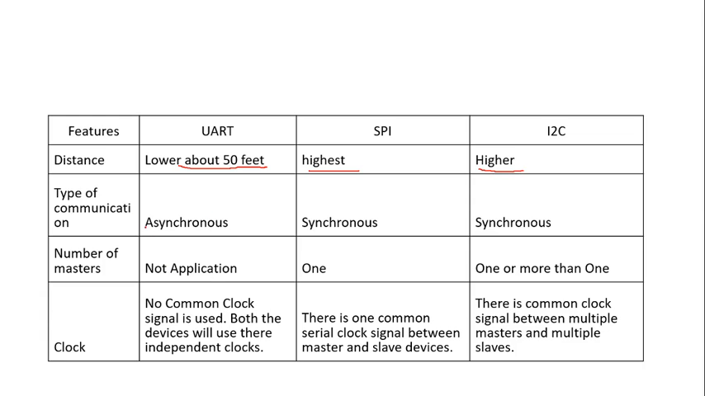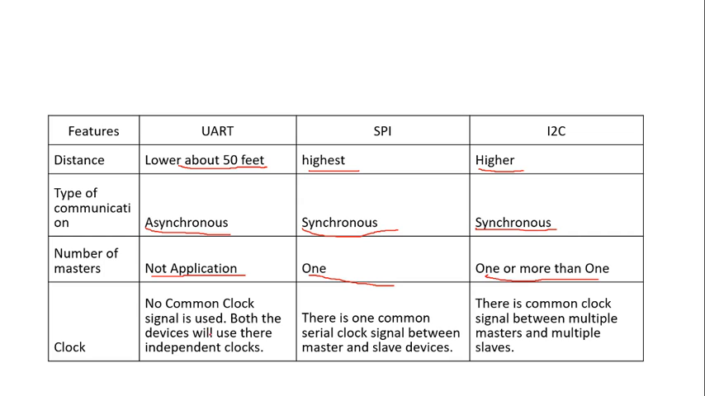UART is asynchronous serial communication, SPI is synchronous communication, and I2C is again synchronous communication. Means both SPI and I2C will share the clock signal, the serial clock signal. Then the number of masters present in the system. In UART, no master is present in the system. In SPI, only one master is allowed. In I2C, one or more than one masters are allowed.